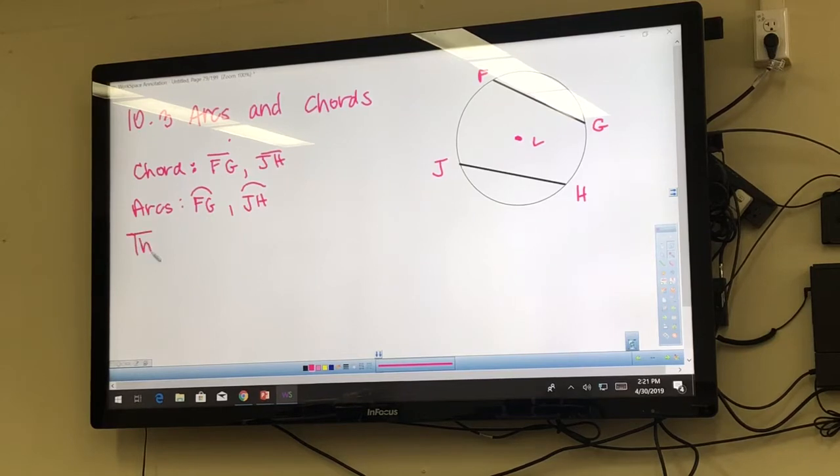We have a theorem that talks about arcs and chords, and this is theorem 10.2. Theorem 10.2 says, in the same circle or in congruent circles, so we can have one, two, or more circles, two minor arcs are congruent, so they're less than 180, if and only if their corresponding chords are congruent. So if I specifically state that JH and FG are congruent, those chords, those segments, then arc FG is congruent to arc JH, based off of theorem 10.2.